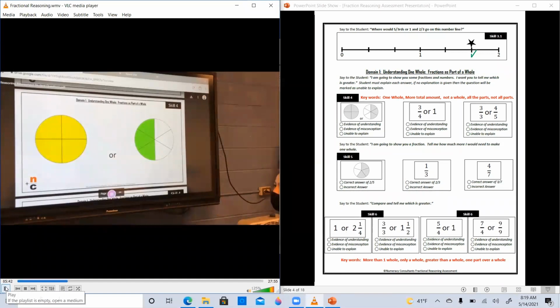So he's given enough to explain. The bigger the pieces would be. Okay, so you're saying this one's definitely more than that one, though.